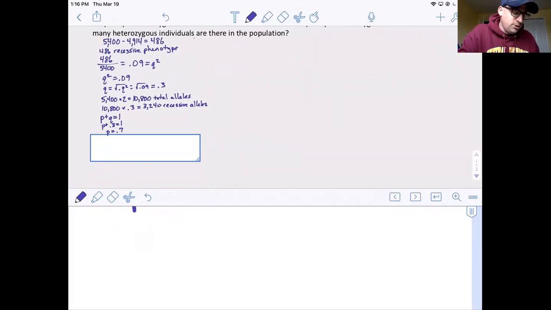And then the next question that we can take a look at was, what is the frequency of heterozygous individuals, okay? And when I take a look at that, what I'm going to find is the frequency of heterozygous individuals.